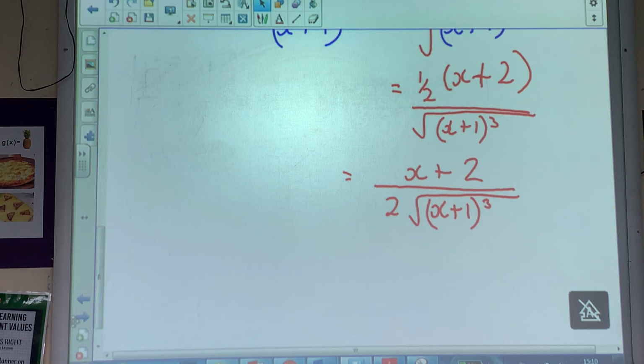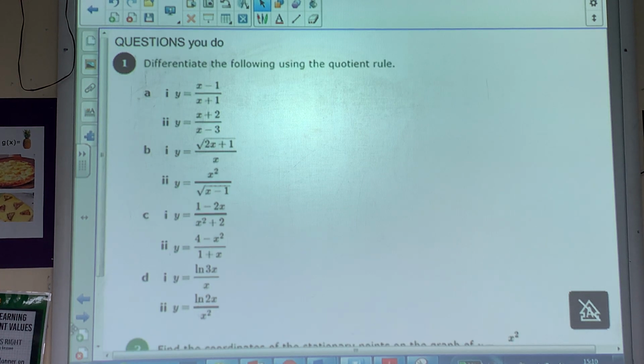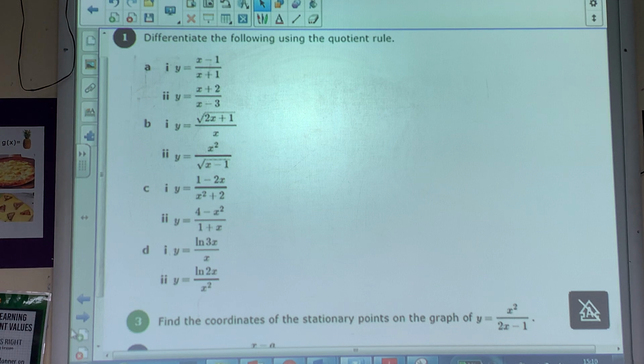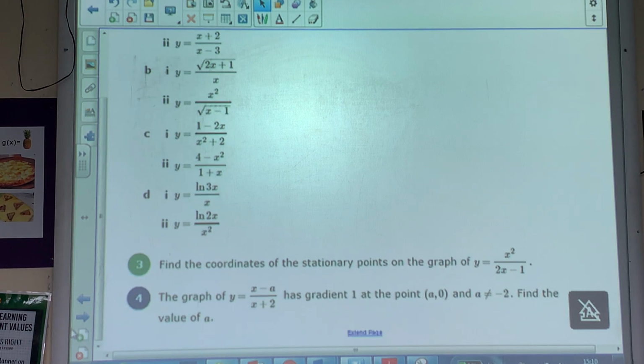Right, questions to do. Good practice. The more practice you can do with the differentiation rules, the better, and then questions 3 and 4. So again, find the coordinates so that you differentiate, put equal to 0, solve for the x value, but then you will get the y value by substituting back.